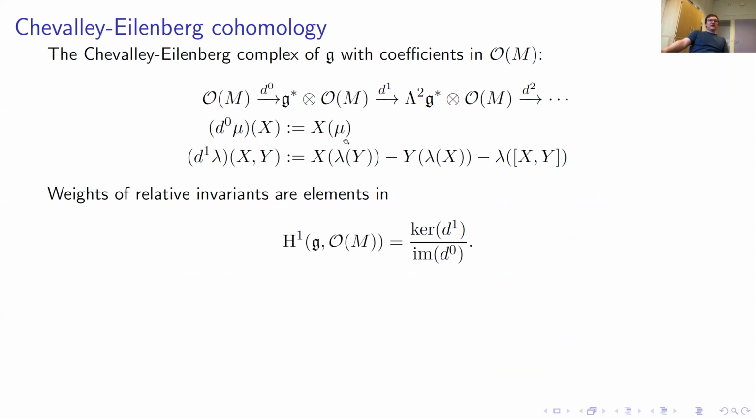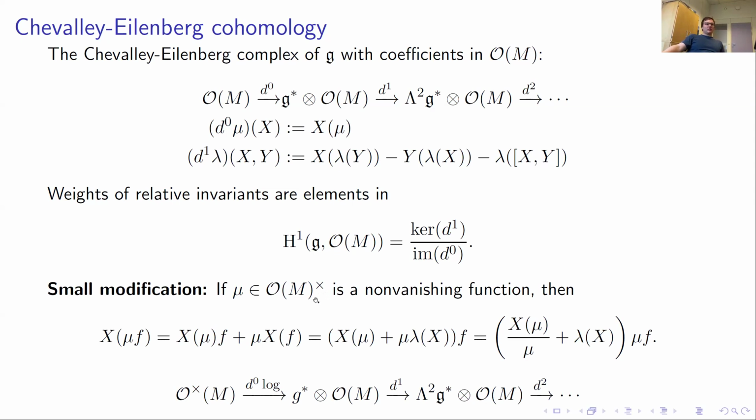So I have this picture here. By the previous slide, weights of relative invariants are basically elements inside this Chevalley-Eilenberg cohomology group. We should make a small modification because in general, it's not the case that any non-vanishing function is the exponential of a function. So let's instead, in general, consider a non-vanishing function. The cross signifies this. Doing the same computation, we see that the weight will change by this. So we'll make this modification to the Chevalley-Eilenberg complex. Instead of O, we have O cross, and instead of d0, we have d0 log. And then we consider the cohomology here.